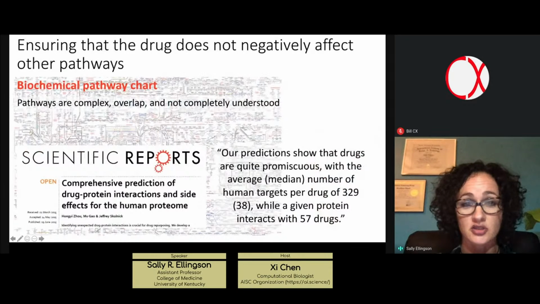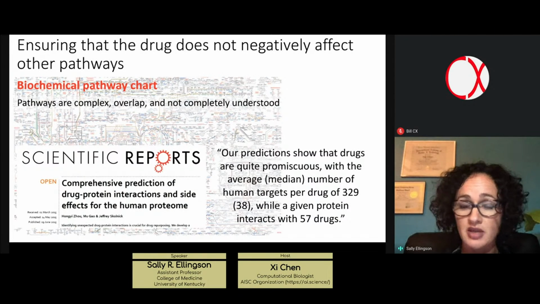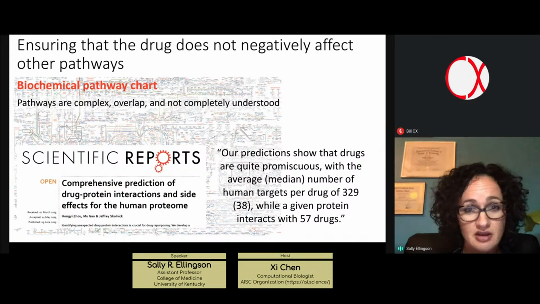And then the next one is ensuring that the drug does not negatively affect other pathways. And so this is also a very complex and hard problem. This picture in the background is a picture of a biochemical pathway chart. So these are all proteins and things that have upstream and downstream effects to each other. If one protein has some signaling effect down the line, something else could. And these are very, very complex pathways that proteins overlap and are involved in multiple of them, and they're not completely understood. So making sure that we don't negatively affect important pathways is a very complex problem.